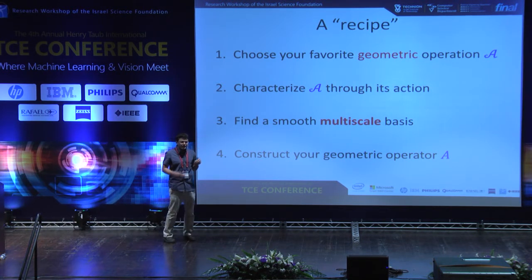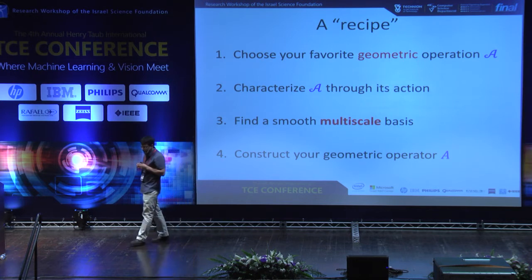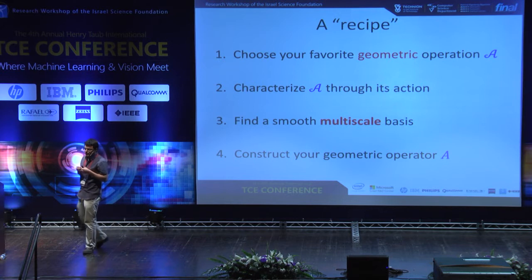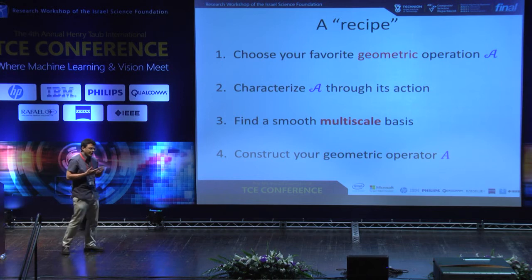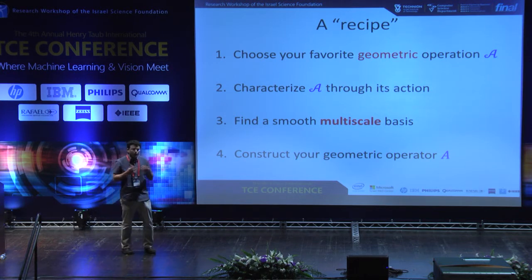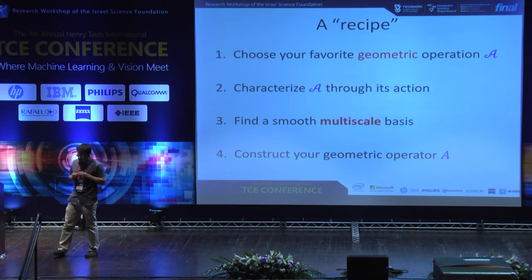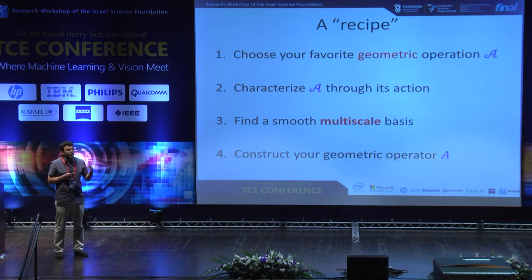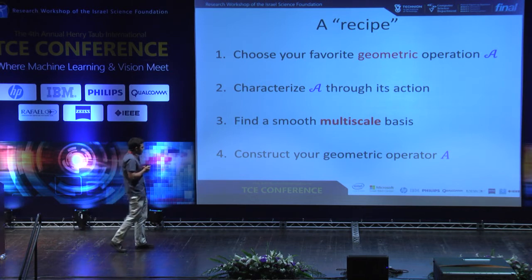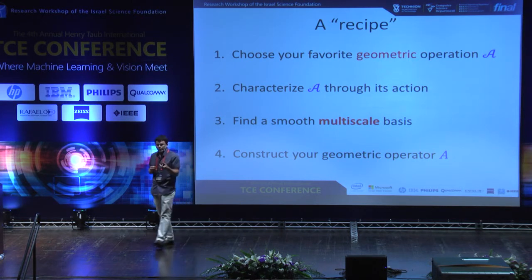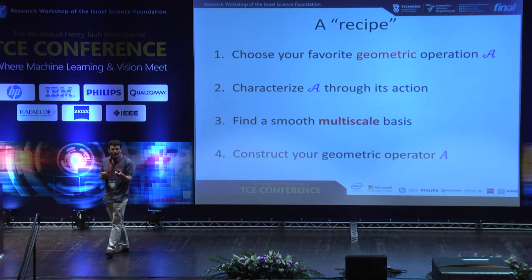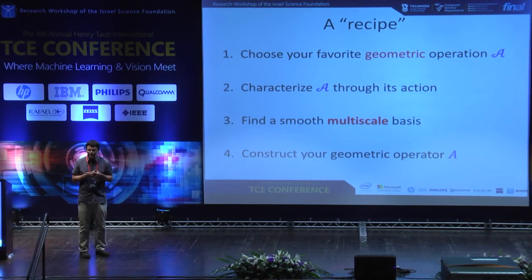And here I talk about multiscale bases. What I mean by multiscale is that we need to have some notion of order of the basis vectors. So imagine that you have a domain, and let's say that we want a basis for all the functions on this domain. A multiscale basis in this setting would mean that we want the smooth functions to appear first and the noisy functions to appear at the end. And finally, we can construct the geometric operator either by directly using the equation that we have or by using some finite element methods.